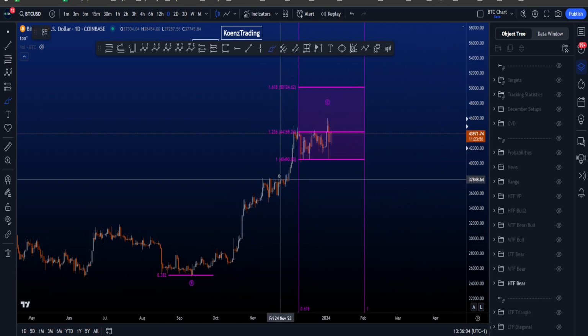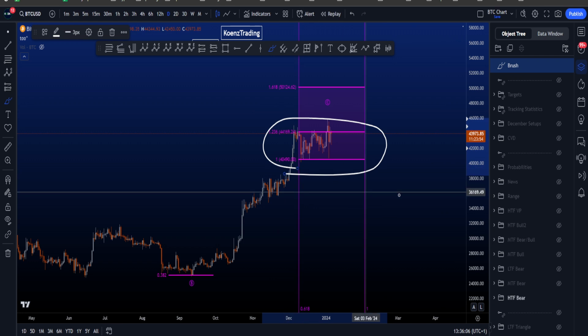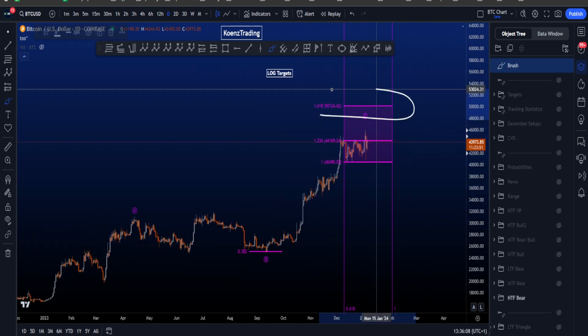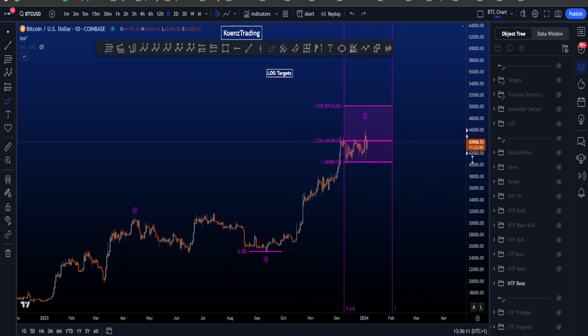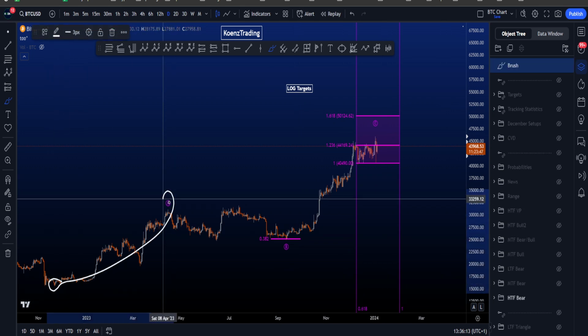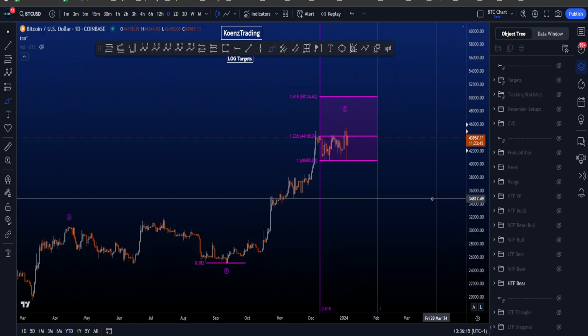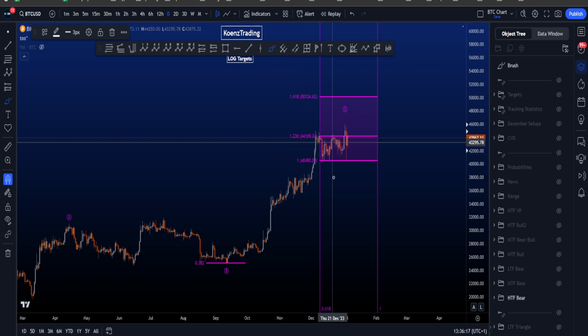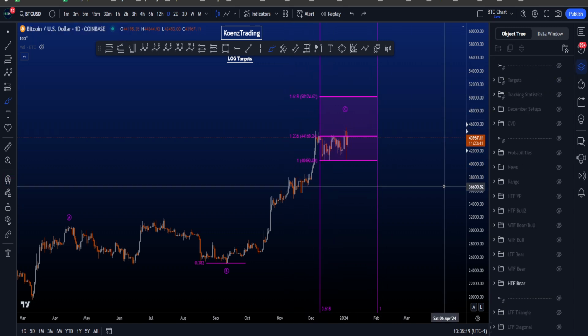The most common target for a wave C is between the 1 and the 1.236, with the less common target, but the target nonetheless, being the 1.618, taken from the low to the high of A to the low of B, which gives us a target area between 40.4k and 50k.